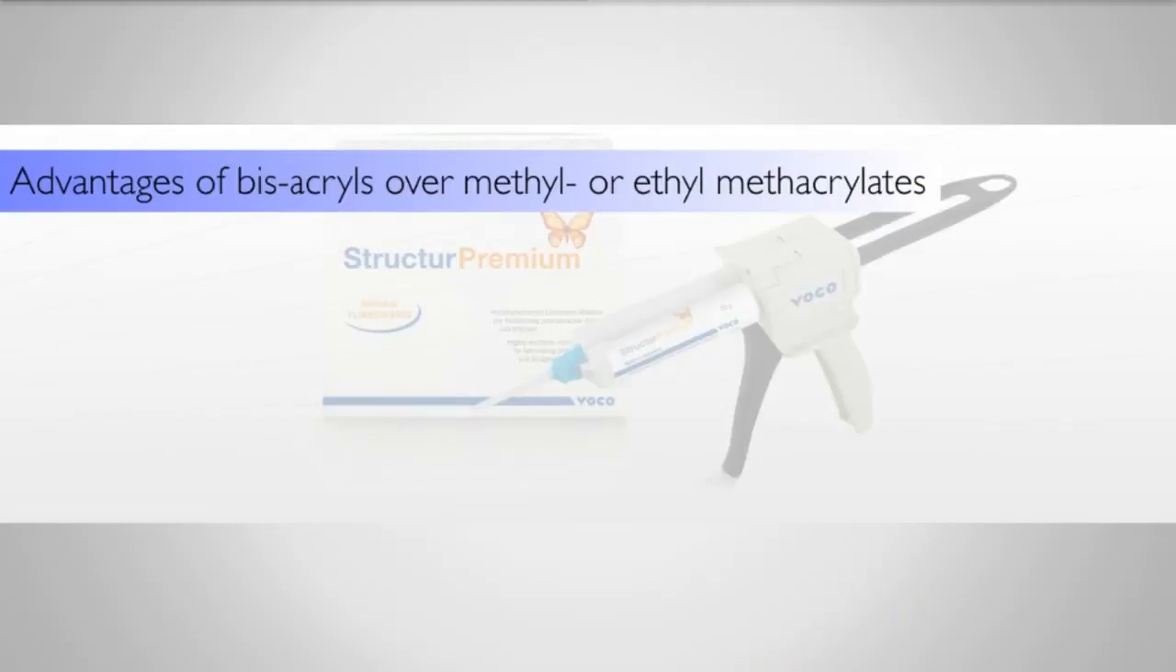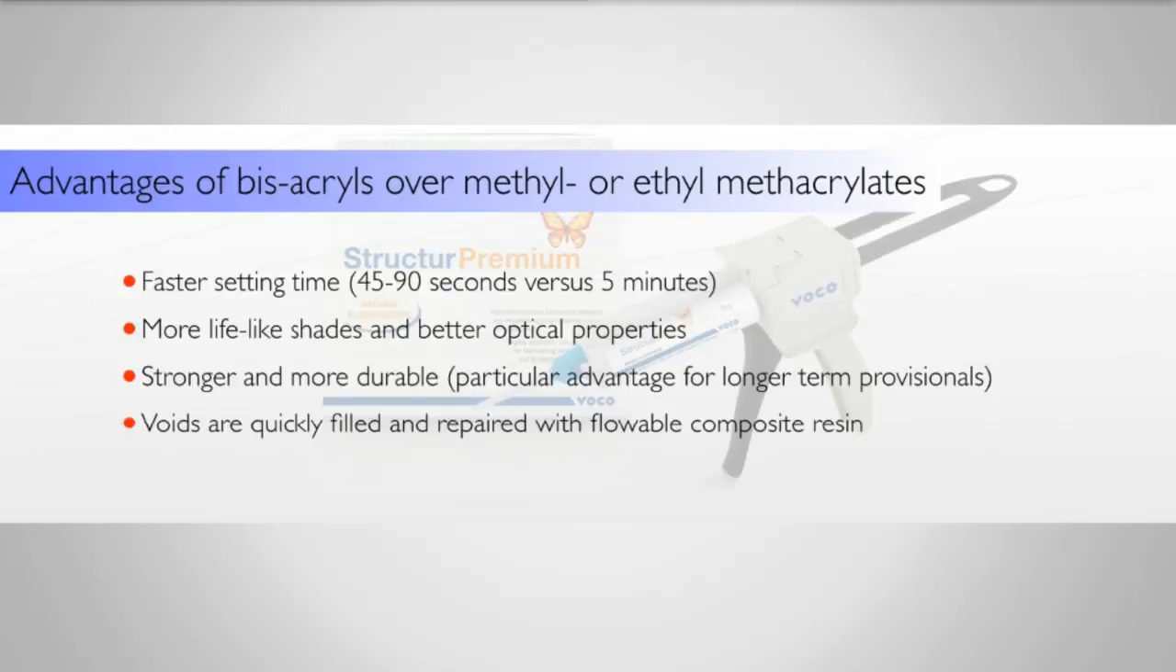So we're going to use bisacryls. The particular product I use is Structure Premium and occasionally Structure 3. And the reasons are you have a much faster setting time with your bisacryls. You have Luxatemp, ProTemp, the other materials. I particularly like the Structure Premium and the Structure 3. But for example, your bisacryls, only the setting time between the Structure 3 and the Premium is 45 to 90 seconds as opposed to about 5 minutes with your jet acrylic resins or similar methyl methacrylate resins.